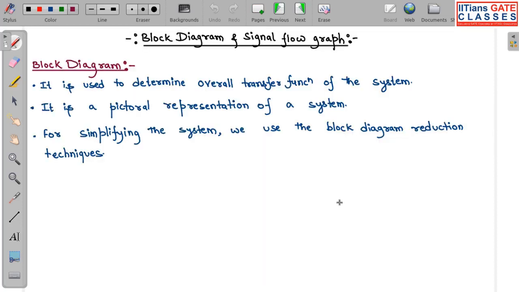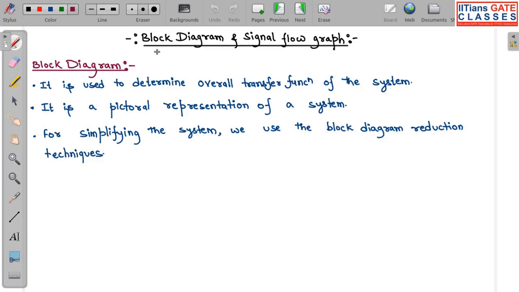So in today's session, we are going to see basically block diagram and signal flow graph. So this is kind of a demo session, a demo lecture, to show how live classes are conducted at our own platform. Okay then, so let us begin today's session.